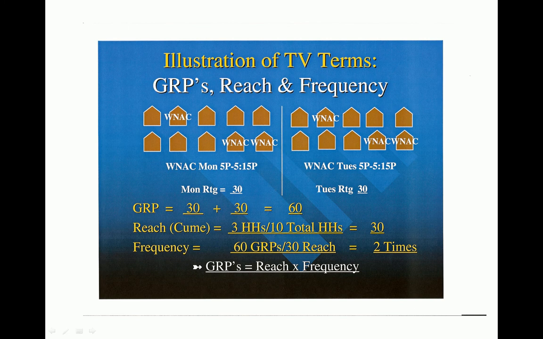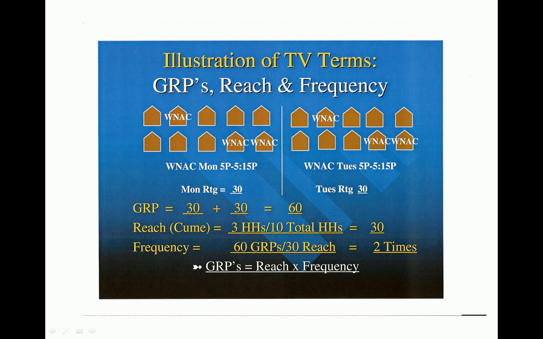Now we put it all together: the gross ratings points, the reach, and the frequency. It's WNAC, Monday, 5 p.m. to 5:15 p.m. This is your average quarter hour. Monday's rating actually was 30. See how you get that? You have 3 households out of 10. 3 over 10 equals 30% of the potential universe, which here is 10, are watching television.